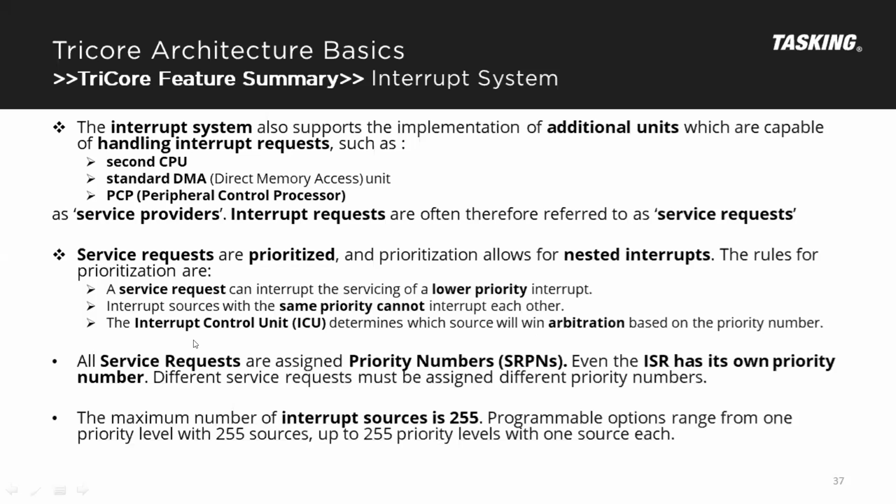All right, so all service requests are assigned something called a priority number. You will end up with SRPNs, or service request priority numbers. The maximum number of interrupt sources is 255, and the programmable options range from one priority level with 255 sources up to 255 priority levels with even one source each.